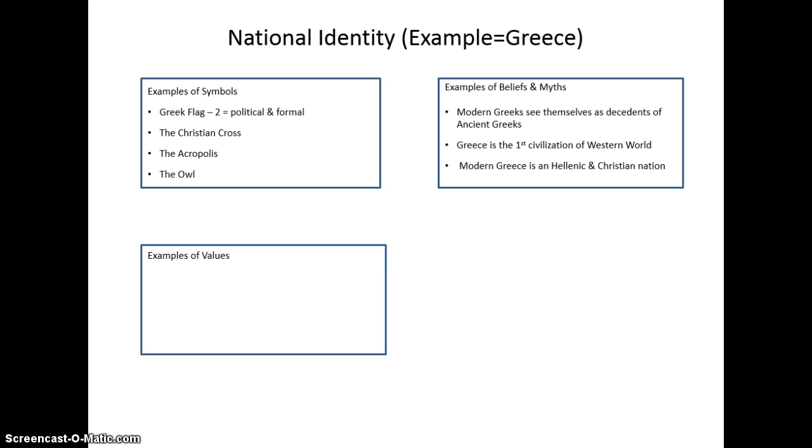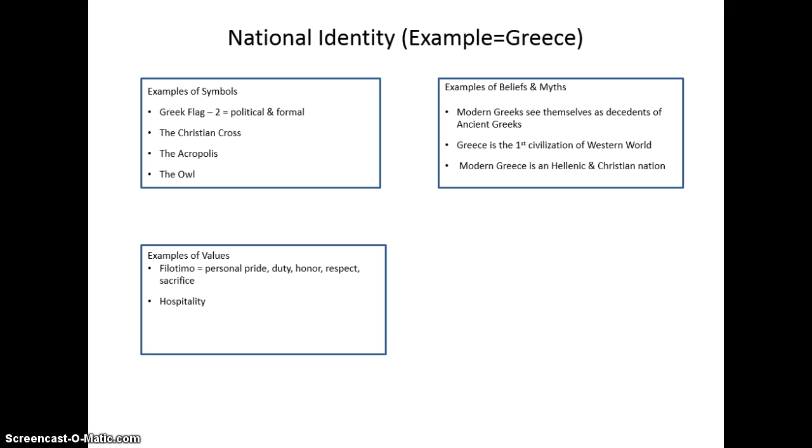When we consider values and look for some examples from the Greek context, one that is quite important is the value of philotimo. Philotimo has no direct English translation, but the closest meaning would be personal pride, a sense of duty and honor, respect, particularly for elders, and the idea of self-sacrifice. Philotimo is an important part of the Greek national identity, and it's an important value of the people.